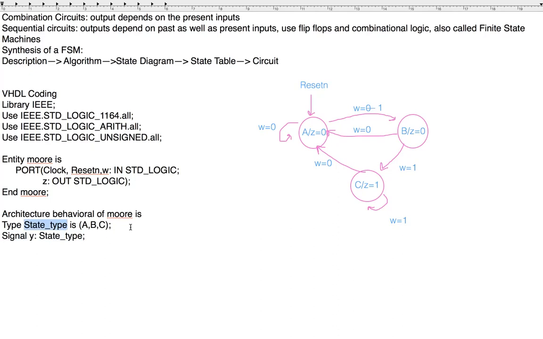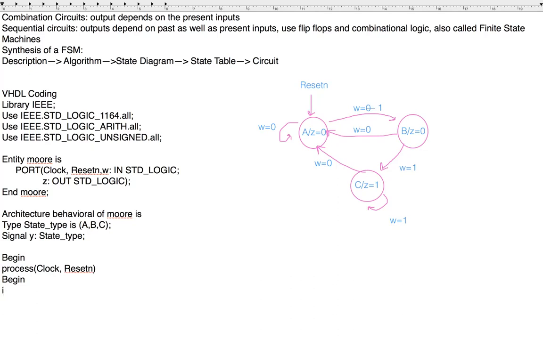So we have three possible states, A, B, and C, and the signal y is our present state, the lowercase one, while the uppercase is the next state. It's assigned to those types. Now we begin the process of this behavioral. Right here I'm going to write begin, and then begin the process. It's a process statement because of any change in the clock, positive edge triggered, and the asynchronous reset has to be up there.